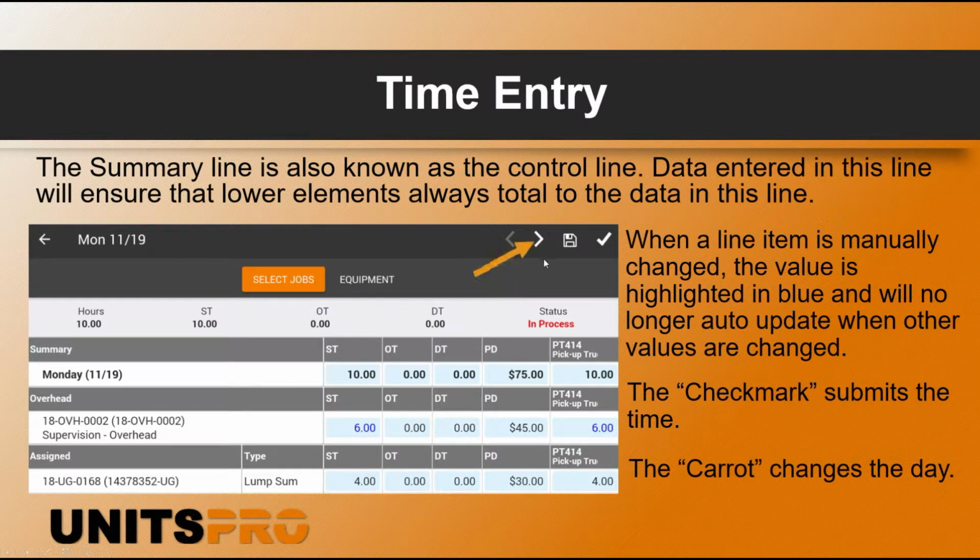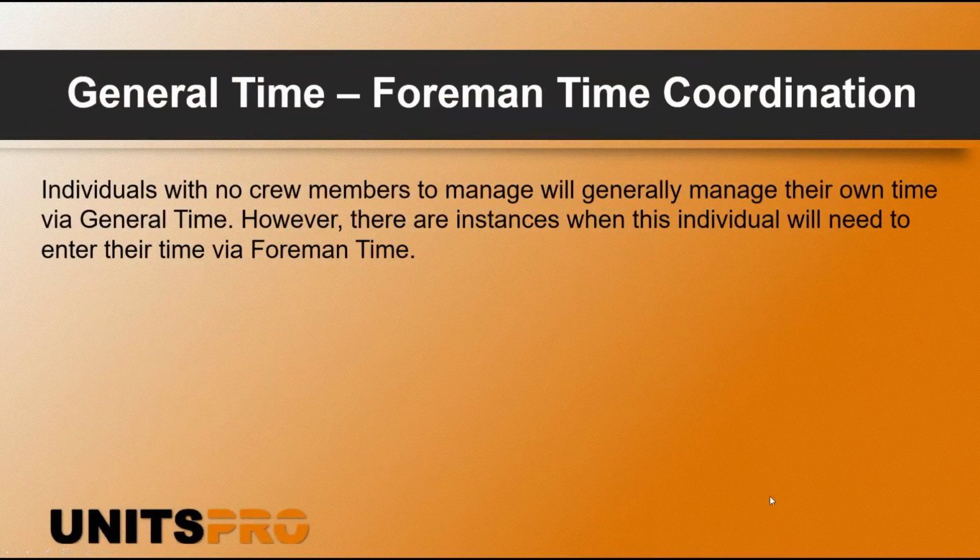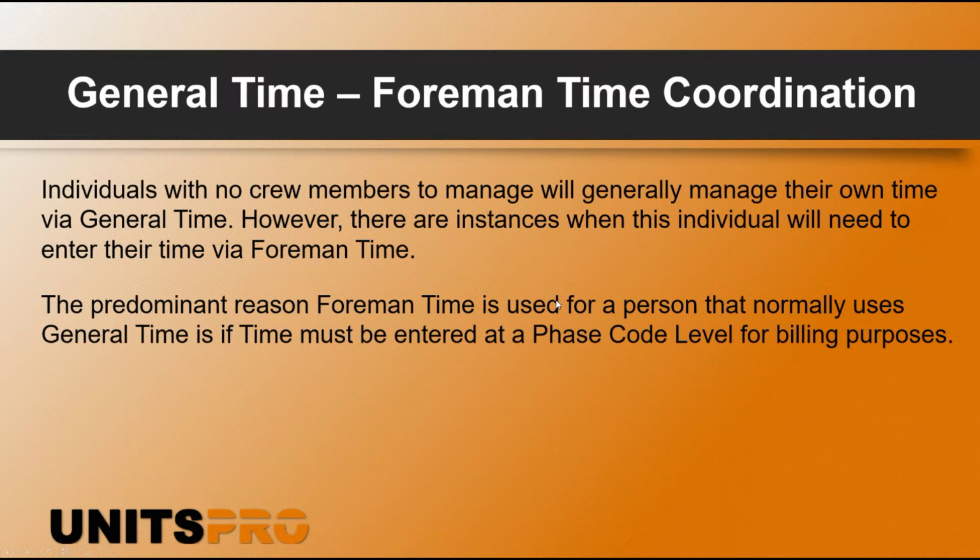And if you need to do another day, the caret will take you forward or backwards in the week. So again, individuals with no crew members will manage their time using this general time. But there are some instances where the individual is going to get time entered via Foreman time. And this is predominantly where the time has to be entered at a phase code level. We have one major utility that requires storm T&E work to be entered at a phase code level. You cannot enter that detail of information in general time.